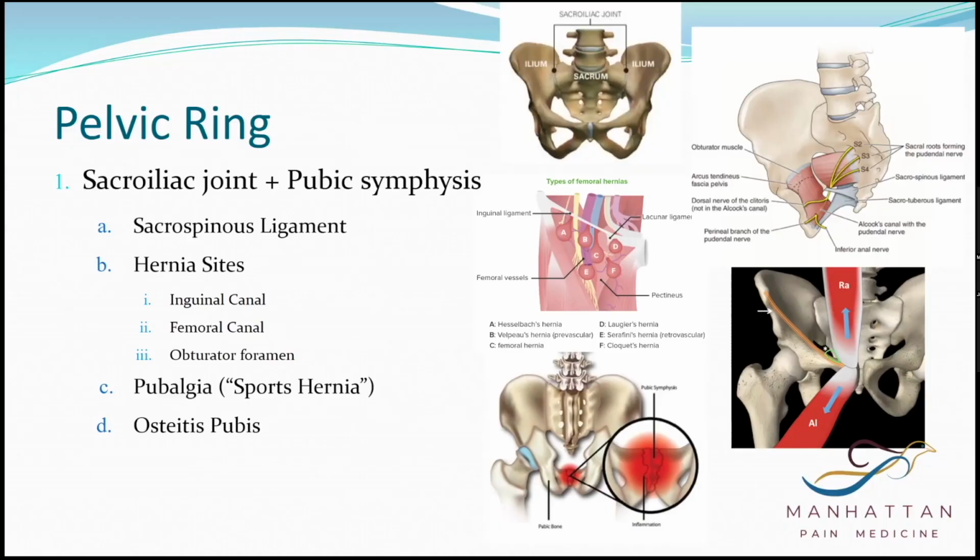So inguinal canal will often cause pain down to the testicle in men, to labia in women. Femoral canal will go down the front of the thigh. Obturator foramen is inner thigh, and both the femoral and obturator, and even inguinal a little bit, can mimic hip pain. So it can be a little bit confusing because those nerves are irritated, the area becomes sensitized. So irritating the nerve is one way that hernias cause pain.